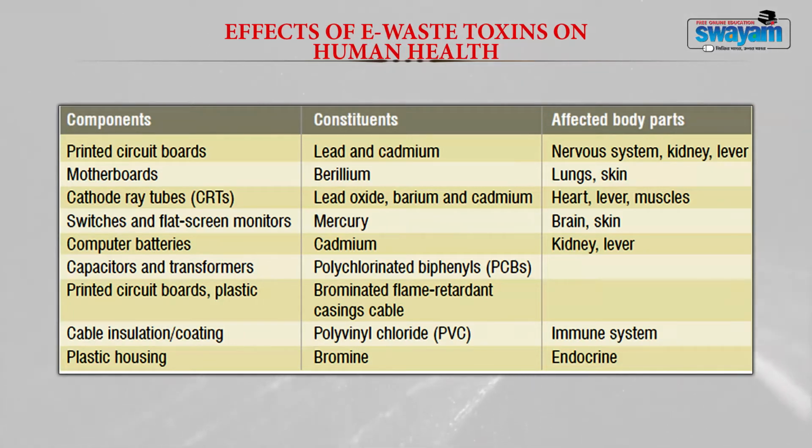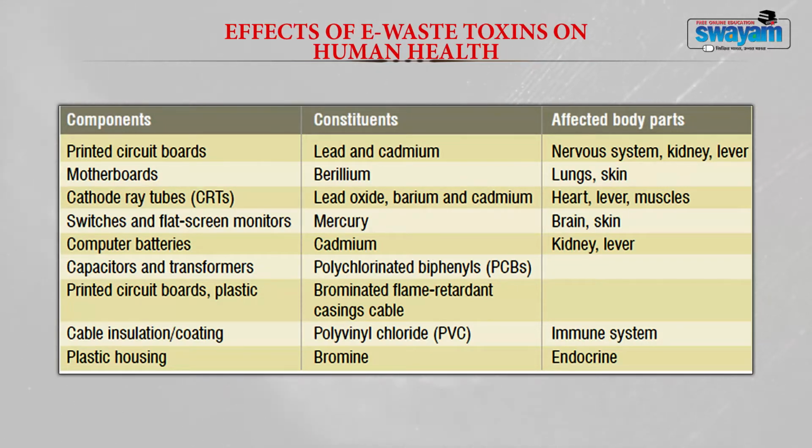Switches and flat screen monitors contain mercury, which affects your brain and skin. Computer batteries contain cadmium, which again affects your liver and kidney. Capacitors and transformers contain PCBs, the polychlorinated biphenyls, which affect your overall immune system.